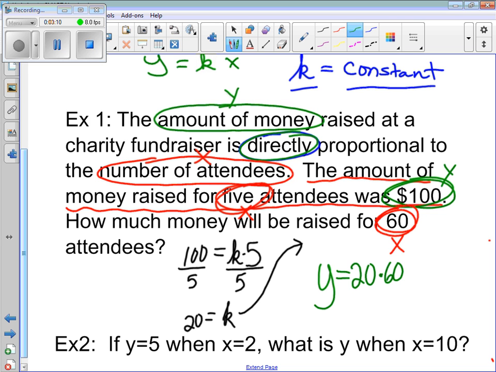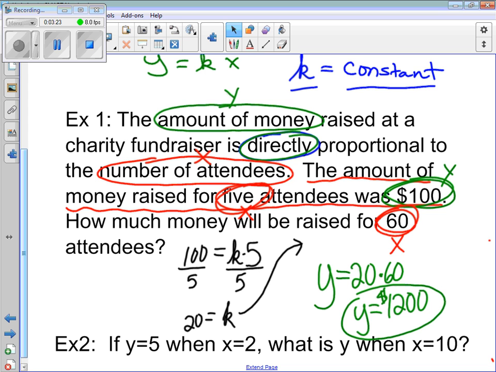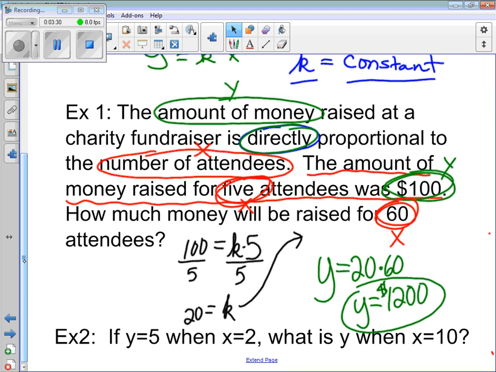So if there were 60 people that showed up, you would raise $1,200. That's directly proportional. If there's only 5 people, it's $100. If there are 60 people, there are $1,200 we will make. That's a real world problem.